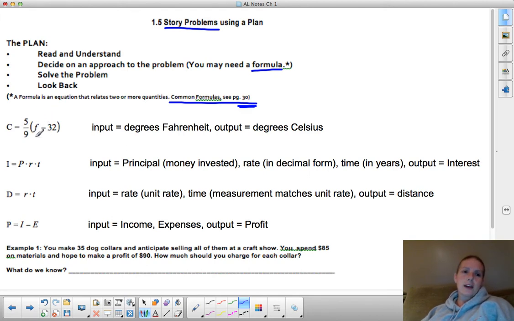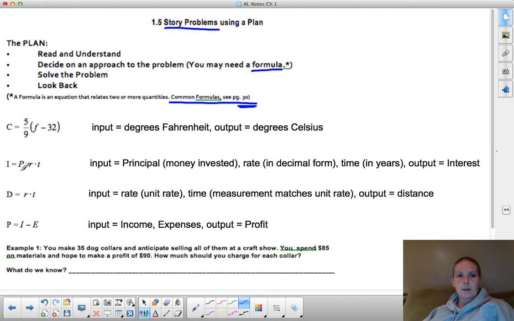C equals 5/9 times (F minus 32). In this formula, we're going to input the number of degrees we have in Fahrenheit, and our output is going to be degrees Celsius. So input and output.